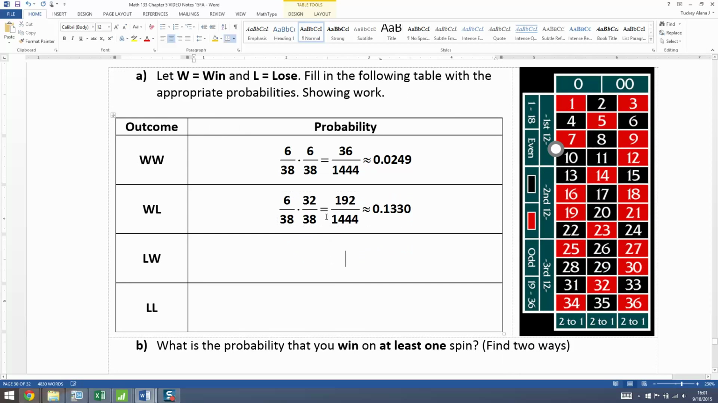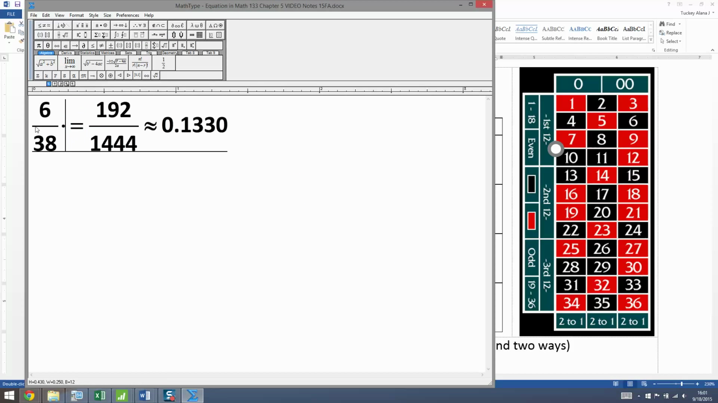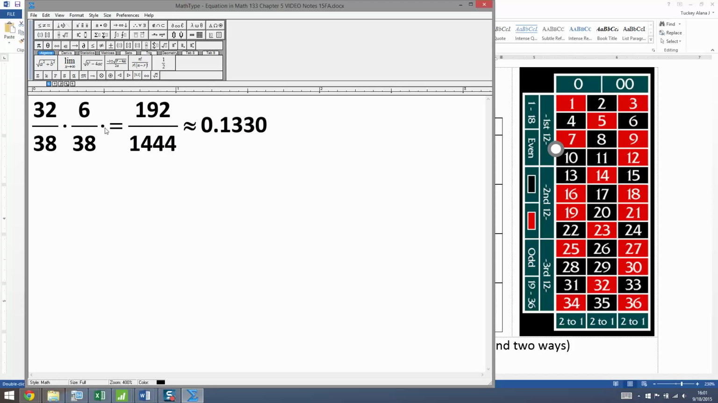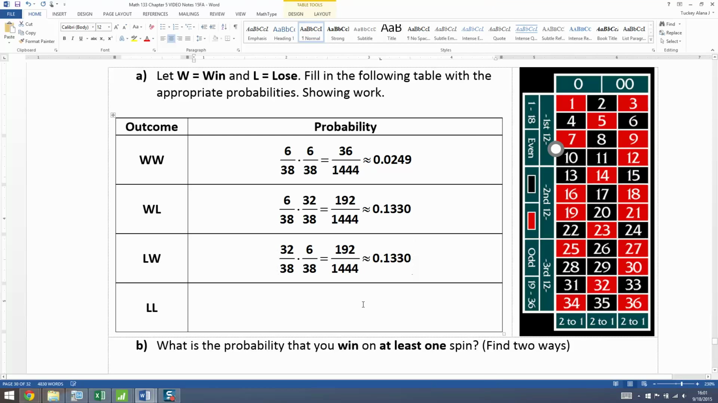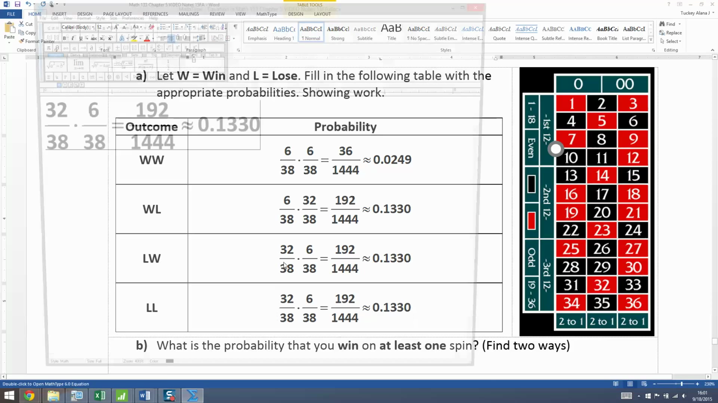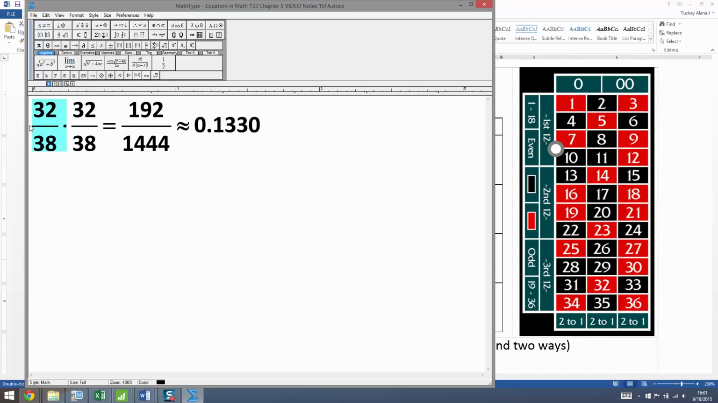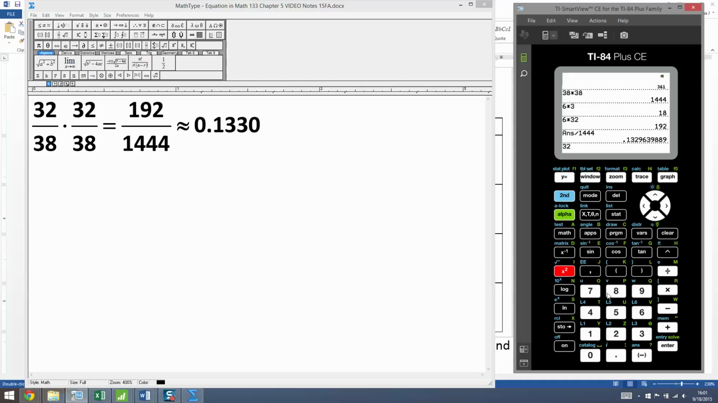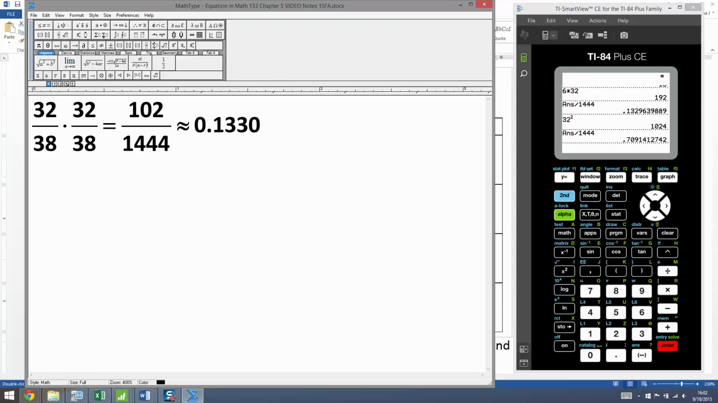Now what about losing and winning? Well, it's the same thing. Losing is first, so it's 32 out of 38 first times 6 out of 38 second, but the probability is the same, and that's because these are independent. Then losing and losing would be 32 times 32. You lose on the first bet and lose on the second bet, and 32 squared is 1024. If you divide that by 1444, you get 0.7091.